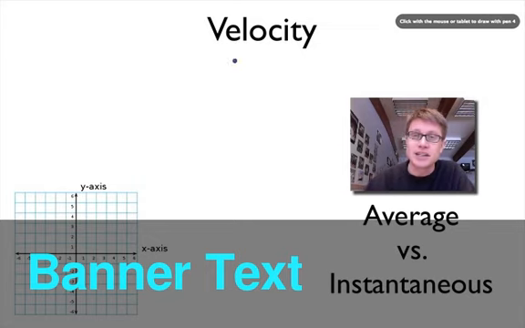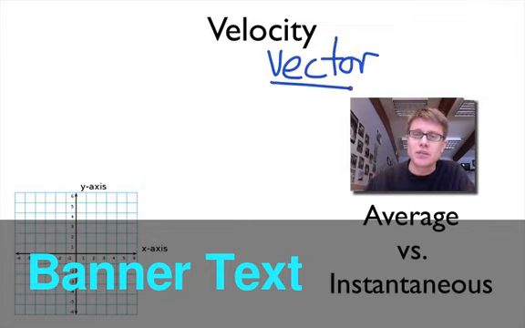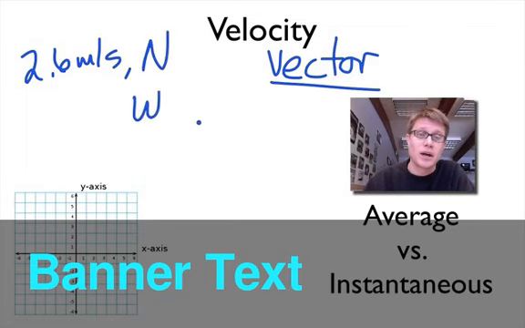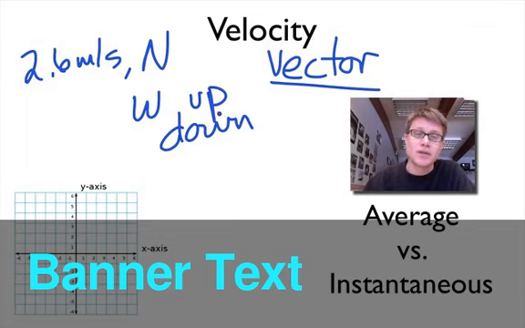Now, velocity is a vector, and what does that mean? When you're ever talking about velocity, you have to say not only, let's say, 2.6 meters per second, but you have to give me the direction that that's moving in. So it could be north, or it could be west, or it could be up, or it could be down. And so if you ever give a velocity, make sure you have the direction.